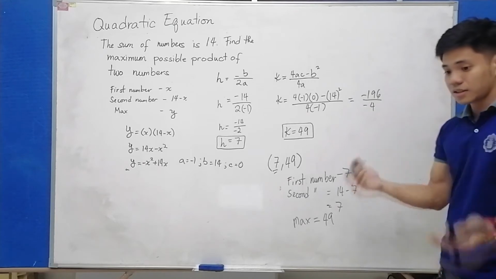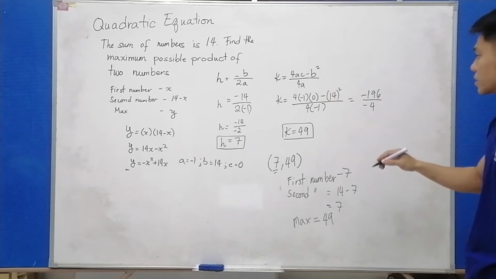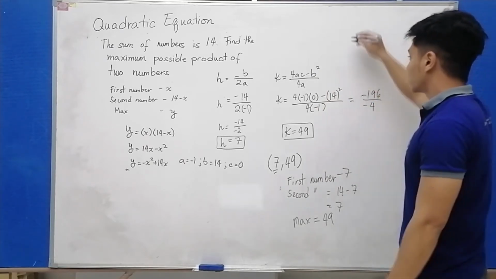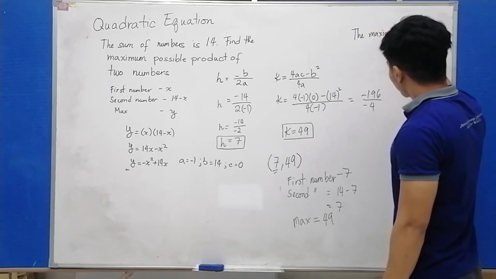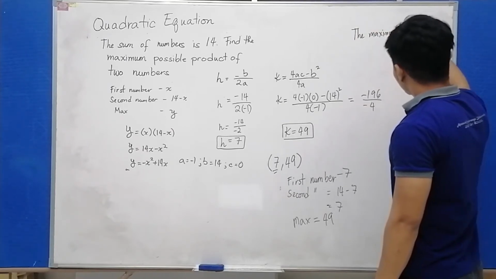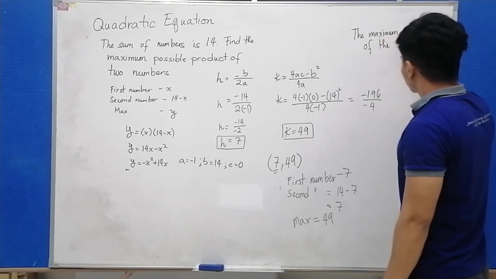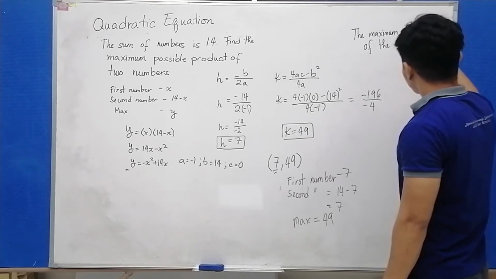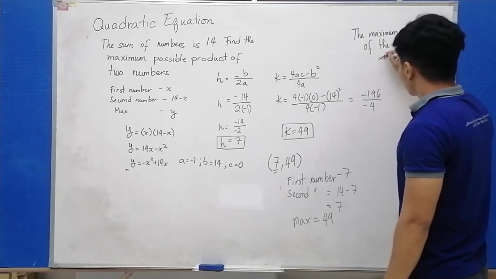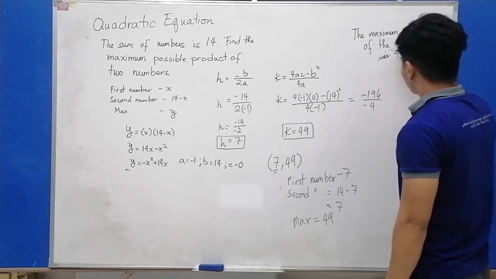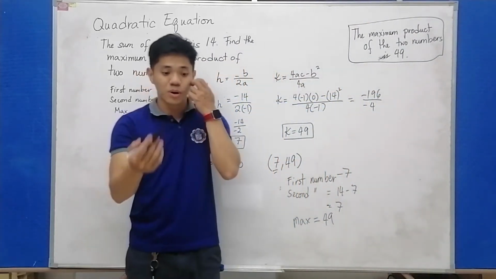So we can write it in a statement. Find the maximum possible product of two numbers. So the maximum product of the two numbers is 49. This is your final answer. And that's how we solve for the number problem.